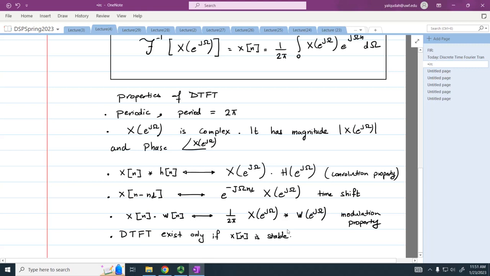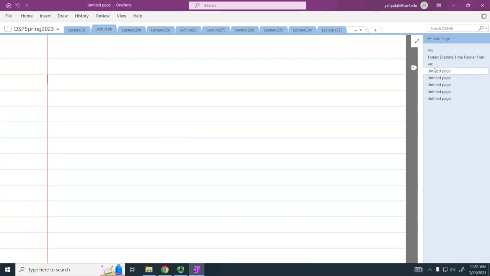Okay. What does stable mean here? Similar to how we define stability, the summation of the magnitude of x of n does not go to infinity. Okay. So we have all these properties. Let's do some examples.